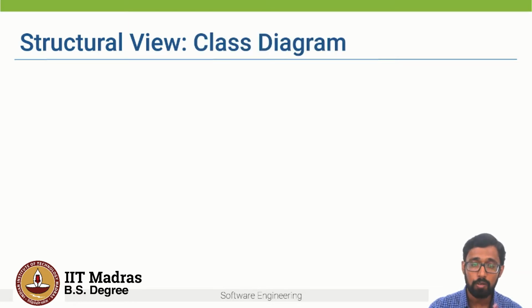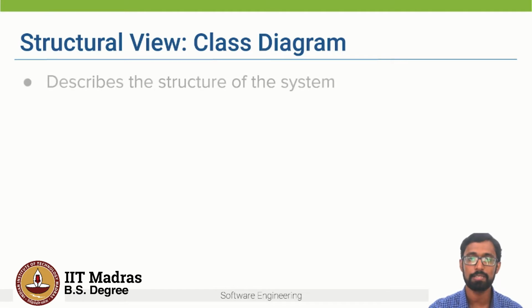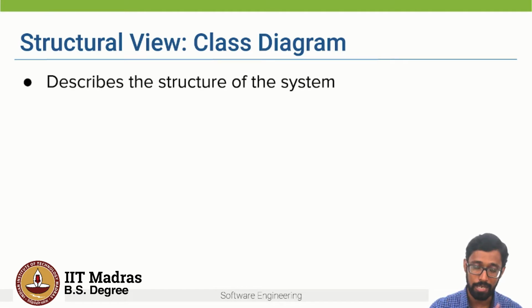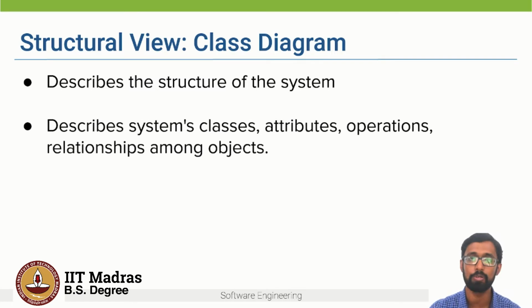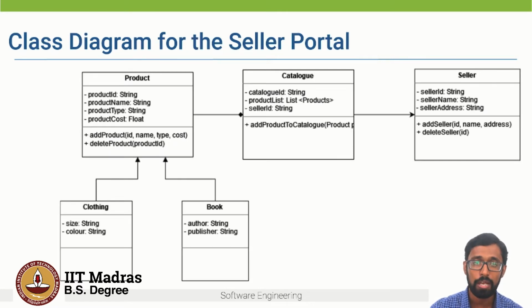So the most commonly used structural view diagram is a class diagram, right? The class diagram in UML is a type of static diagram which describes the structure of the system by showing the system's classes, their attributes, their operations or the methods, and the relationship among these different objects. So let's look at an example. So let's look at a part of a class diagram for the seller portal, right?